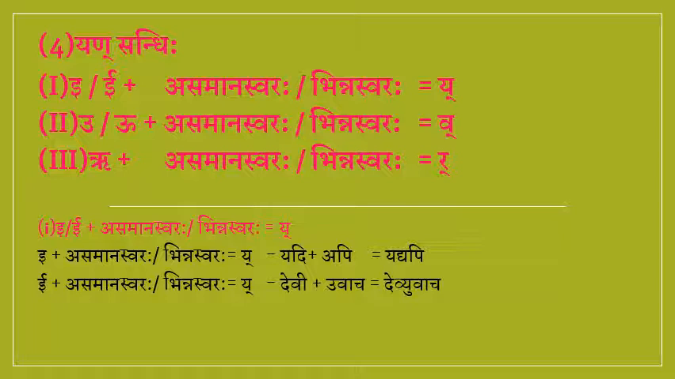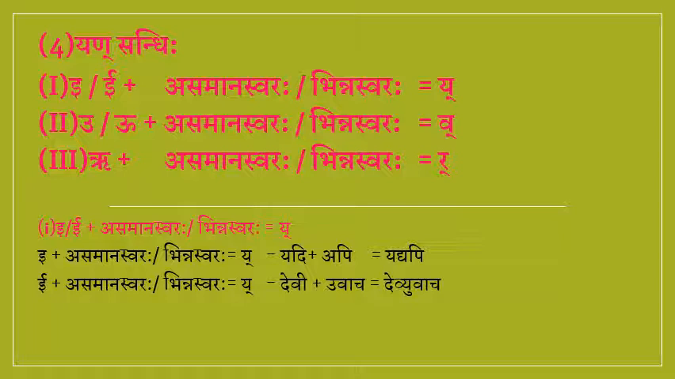Okay, if it comes, what happens? Whatever comes on the right side, you have to keep constant as it is. You should not remove it at all. On the left side, the E, U, and R will be removed and some other letter will be brought. What letter will be brought? Instead of E, we have to bring Ya; instead of O, we have to bring Va; and instead of R, we have to bring Ra. Okay, we will see some examples here, with the first combination, the E combination.